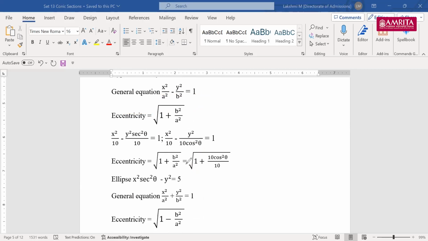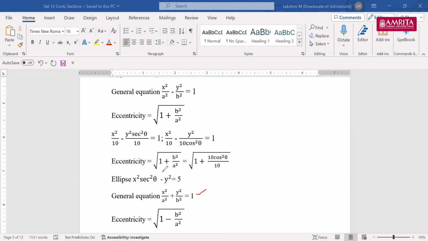Eccentricity is root of 1 plus b square by a square. So root of 1 plus 10 cos square theta by 10. The same way, we know the equation of the ellipse, which is x square by a square plus y square by b square equal to 1. Eccentricity is root of 1 minus b square by a square.